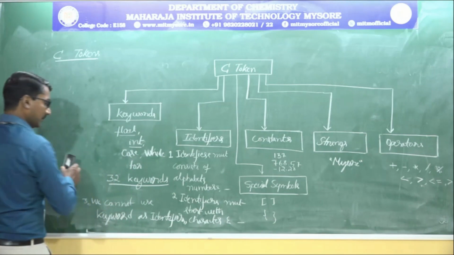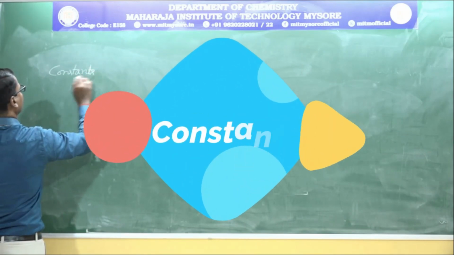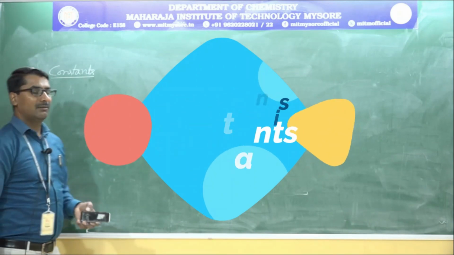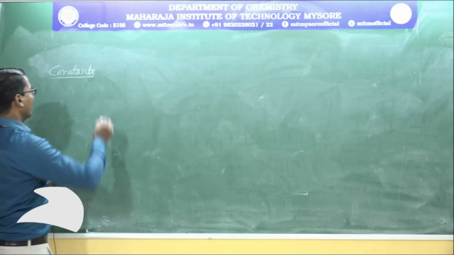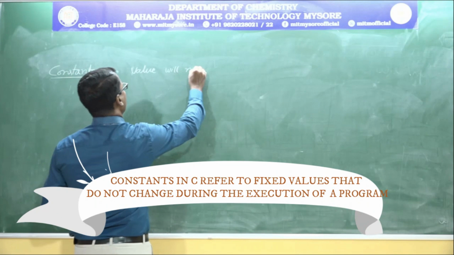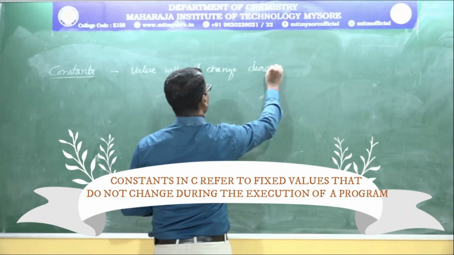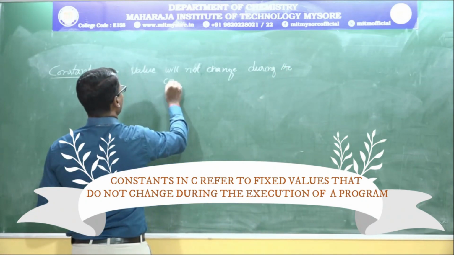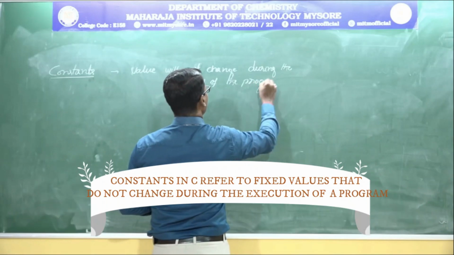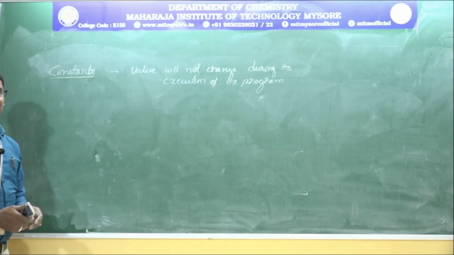The next C token is constants. A constant, as the name itself indicates, means the value will not change during the execution of the program.